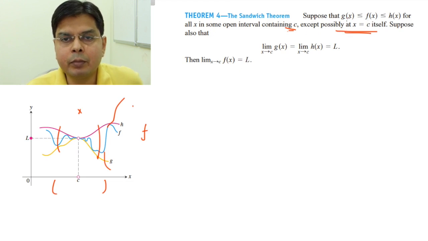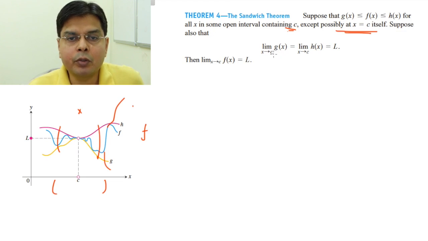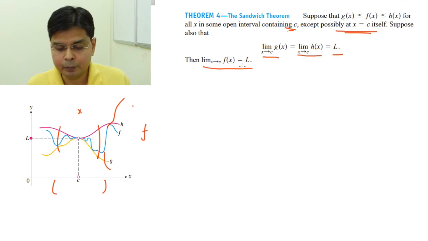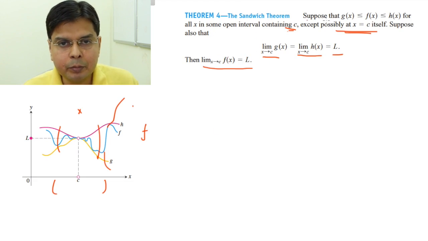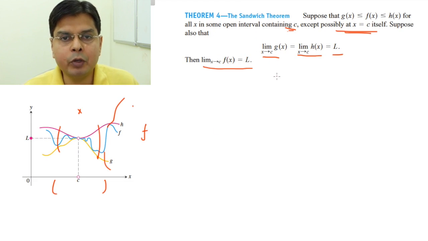So this is the sandwich theorem: suppose f(x) lies between these two functions except possibly at x equal to c itself, and suppose also that g tends to limit L and h also tends to limit L, that is, limit x tending to c of g(x) is equal to limit x tending to c of h(x) is equal to L, then limit x tending to c of f(x) will also be L. So this is the mathematical statement of the sandwich theorem.